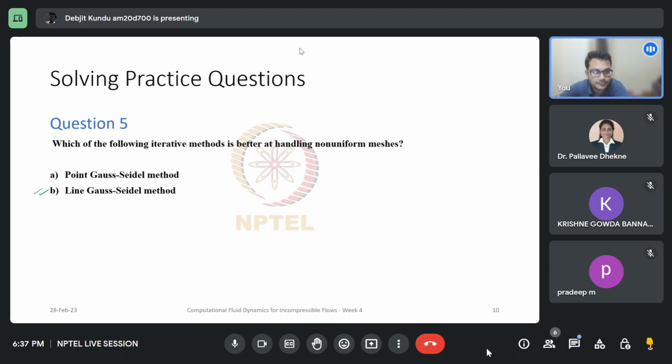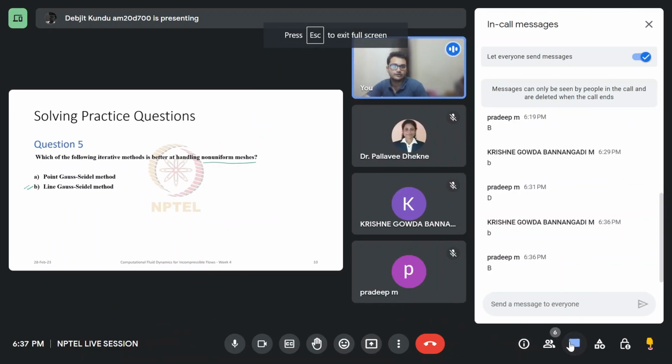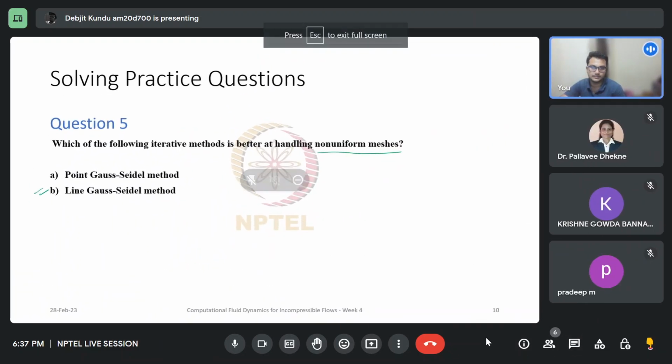So this is question number 5 of today's session, which is asking us which of the following iterative methods is better at handling non-uniform meshes? Is it option A, point Gauss-Seidel method, or is it option B, line Gauss-Seidel method? So far, we have all the responses in favor of option B. Let's see if we get any other response.